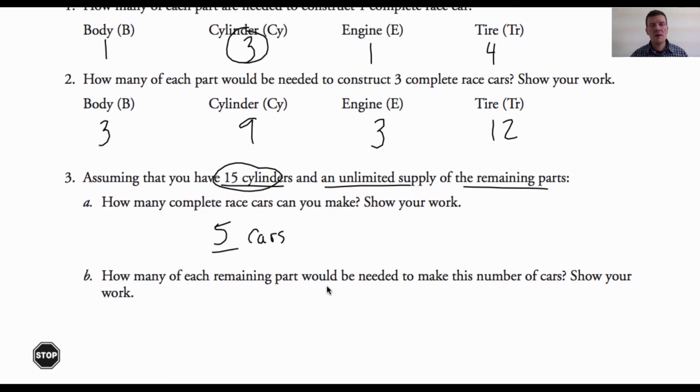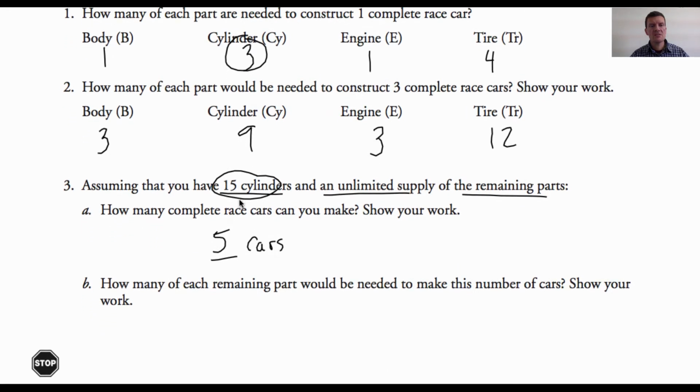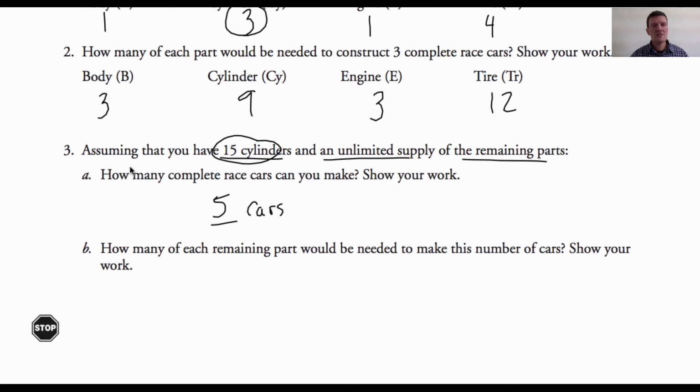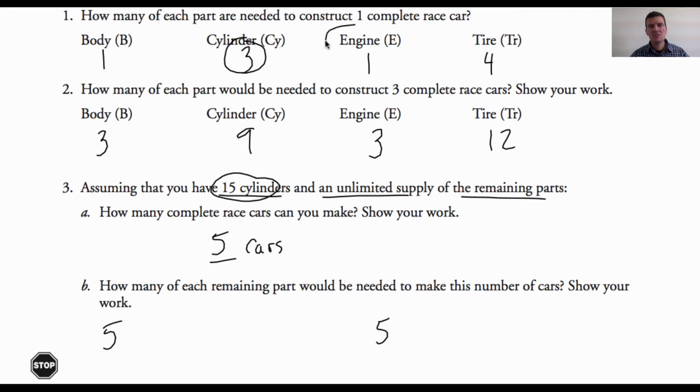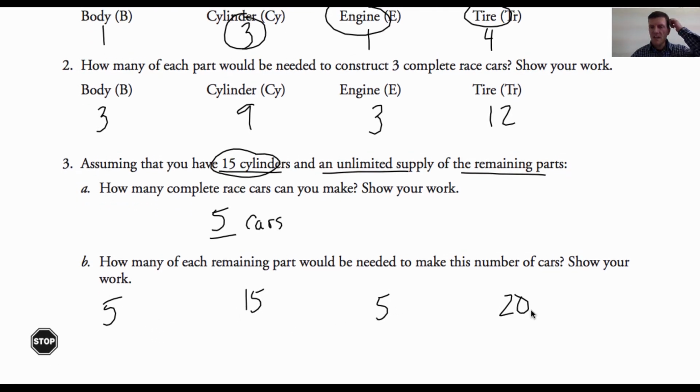How many of each remaining part would be needed to make this number of cars? Show your work. So it's basically saying if I have 15 cylinders and I need to make 5 cars, I need 5 bodies, I need 5 engines, and I need 20 tires if I have the 15 cylinders. 5 bodies, 15 cylinders, 5 engines, and 20 tires would create my 5 cars.